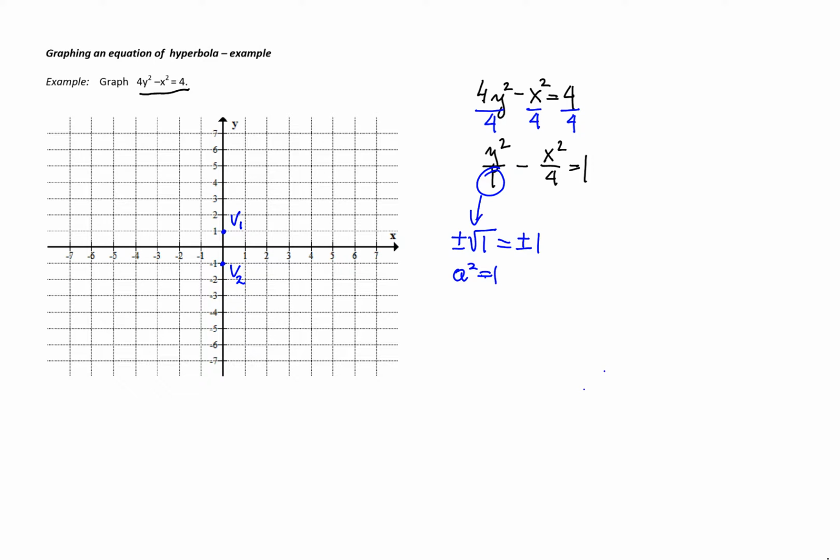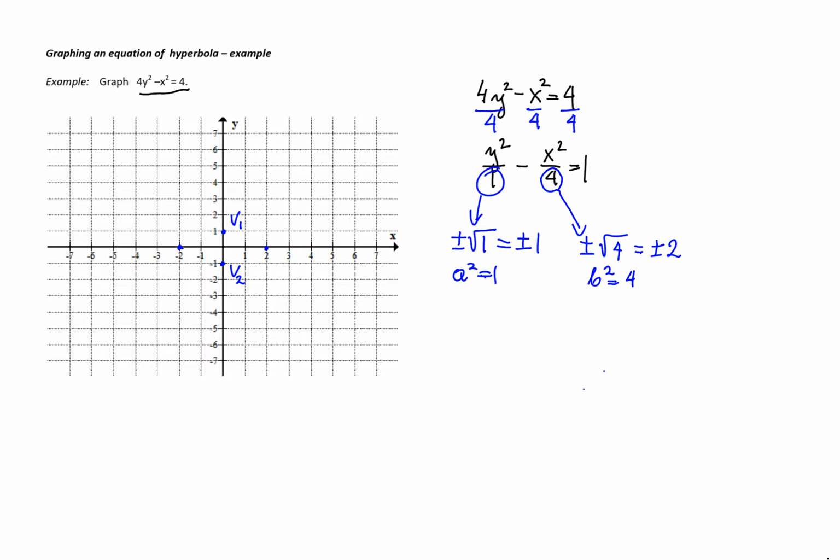Now we take the number that is below x squared and compute plus or minus square root of 4. This number 4 represents b squared, but plus or minus square root of 4 is plus or minus 2. We plot the points 2 and negative 2 on the x-axis because they came from the term with x.